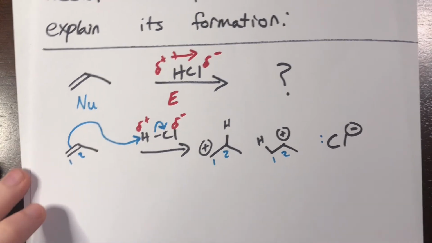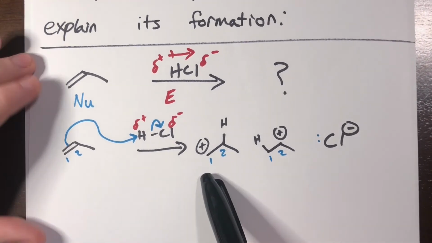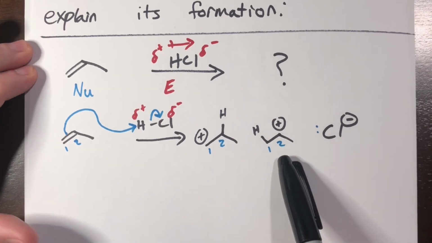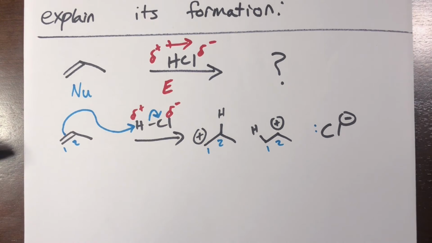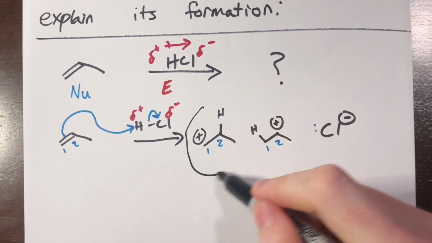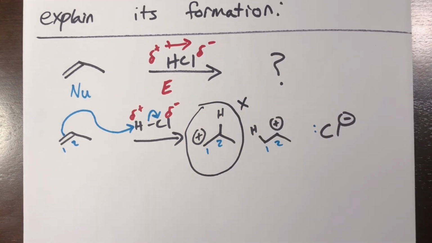So now at this point we need to evaluate our carbocations. We have a primary carbocation and a secondary carbocation. The secondary carbocation is more stable, it's more substituted, it will be the predominant intermediate. So this will not form, just put an X there, and this will form in much greater quantities.